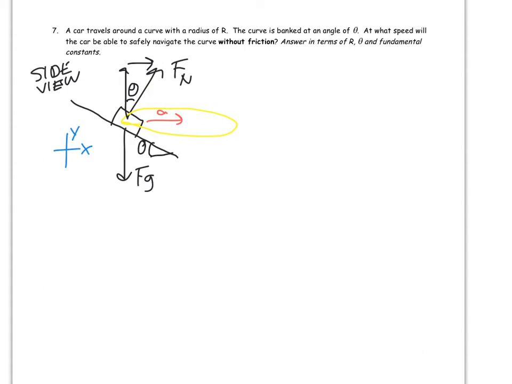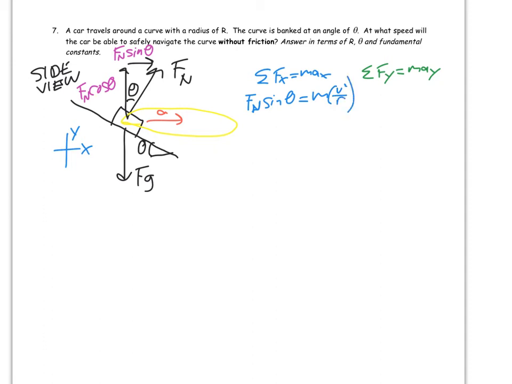So I'm going to componentize that normal force, so that means this y component ends up being Fn cosine theta, and the x component ends up being Fn sine of theta. And now that I have that set up, I'm going to go ahead and set up my max and my may for this situation. So in the x direction, I have Fn sine of theta, and that's going to be equal to m times my acceleration. That is that centripetal acceleration, so it ends up being v squared over r.